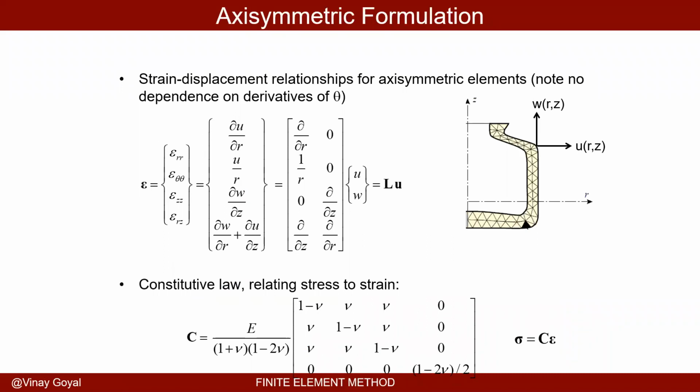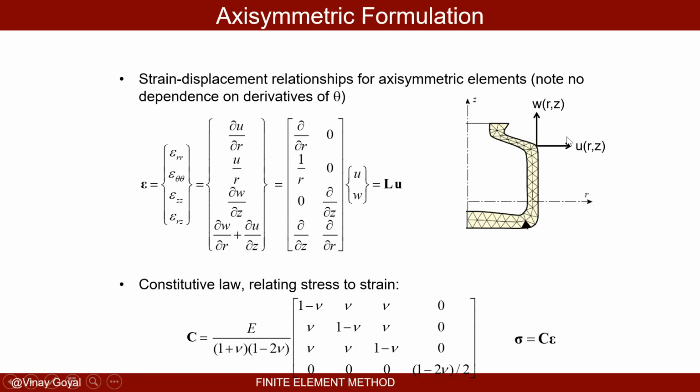The axisymmetric formulations are such that the strain deflection relationships for axisymmetric models have derivatives with respect to theta, which is the circumferential coordinate, equal to zero. The strain deflection relationship is going to look like that. If this is the axisymmetric element, the deflection in the radial direction is u, and u is going to depend on r, the radial coordinate, and z, the axial coordinate, which is along the axis of revolution. W is a deflection in the z direction, while u is a radial deflection.